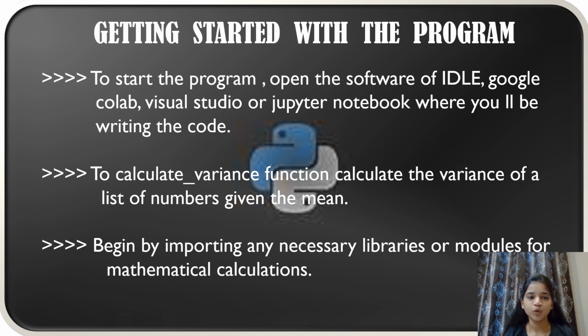Getting started with the program. To start the program, open the software, ideally Google Colab, Visual Studio or Jupyter Notebook, where you will be writing the code. To calculate variance, write a function that calculates the variance of a list of numbers given the mean. Begin by importing any necessary libraries or modules for mathematical calculations.